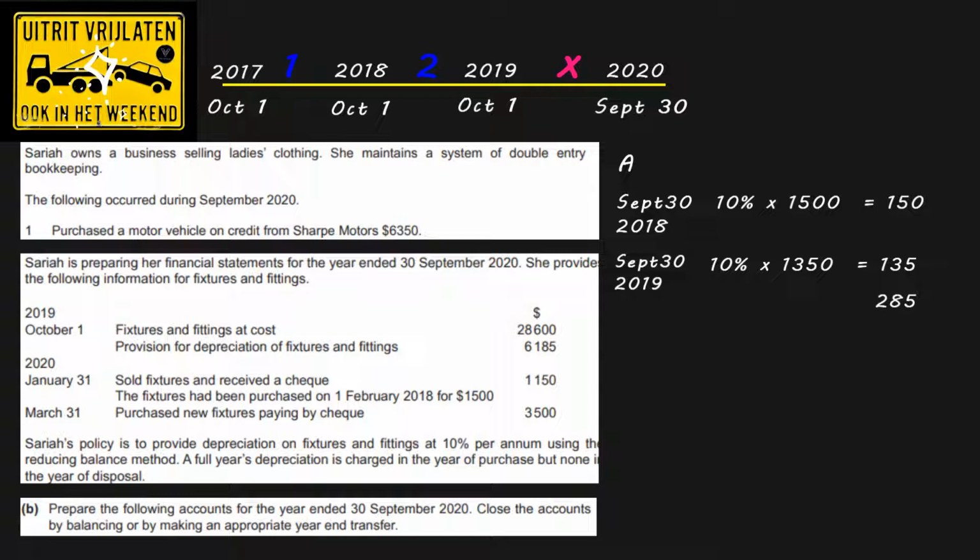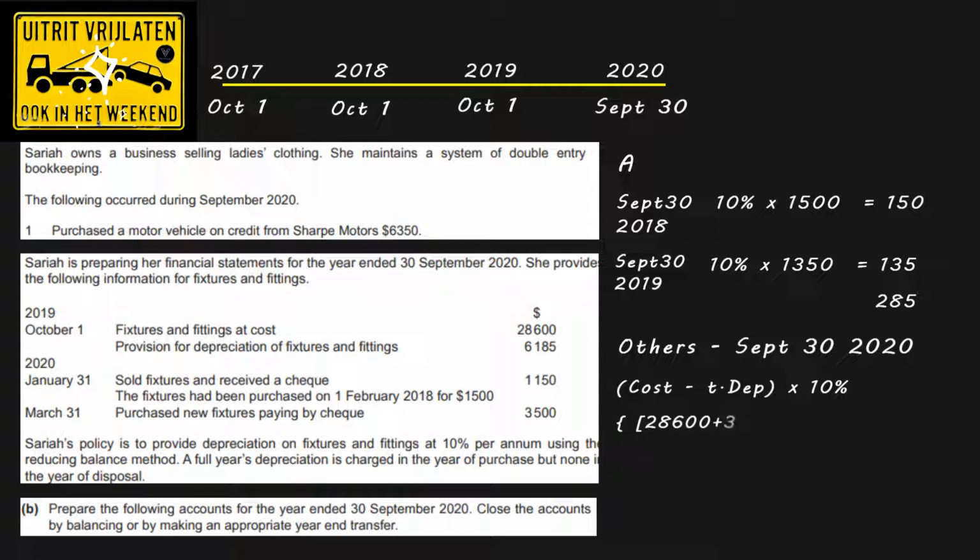Yeah. So we've got that out of the way. Now the rest of the depreciation for the other fixtures, let's call that the others. So how do we find this? The same thing, cost minus total depreciation times 10%. Now the cost here would be 28,600. We add 3,500 since we have a new addition, and we take away 1,500 since we have disposed them. So that will be your cost, and your total depreciation should be 6,185. Take away 285 since this is your fixture A, which is no longer with us.